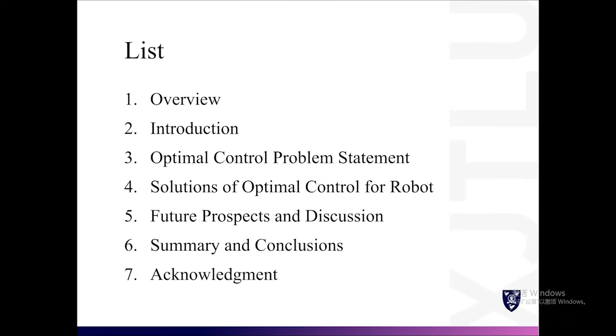In my following presentation, I'll introduce the abstract and overview of this survey paper. Then comes the introduction and optimal control problem statement. After that, I'll present several solutions of optimal control for robots. And then I'll introduce several future research prospects, directions, and discussions on the development of optimal control for robots. After that, it's the summary and conclusions. Finally, it's the acknowledgement of this paper.